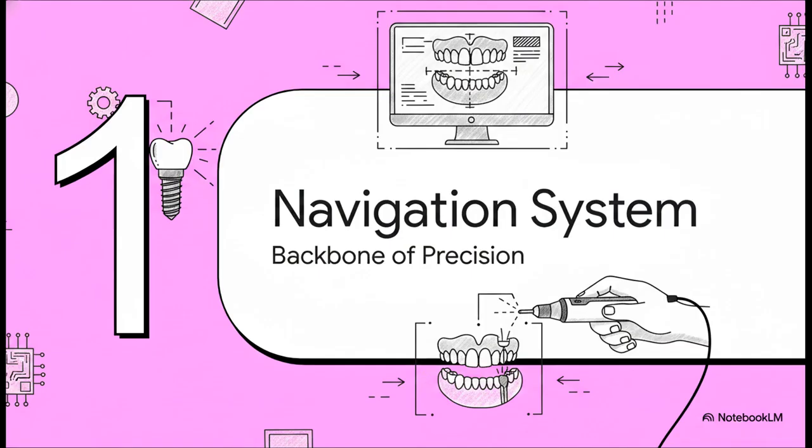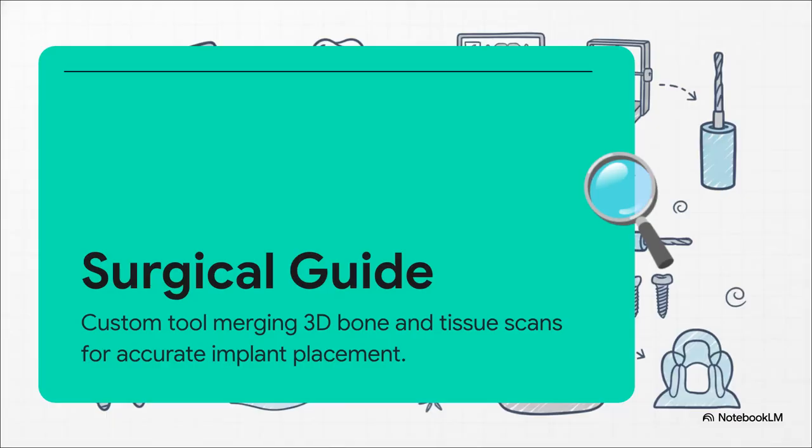So, stage 1, the implant navigation system, the backbone of precision. Because true confidence in implant placement doesn't just come from a steady hand anymore. It really comes from mastering this underlying digital workflow. So, what exactly is a surgical guide? Fundamentally, it's a custom fabricated surgical tool, and it's derived from merged 3D CBCT bone scans and intraoral digital tissue scans. The ultimate goal here?